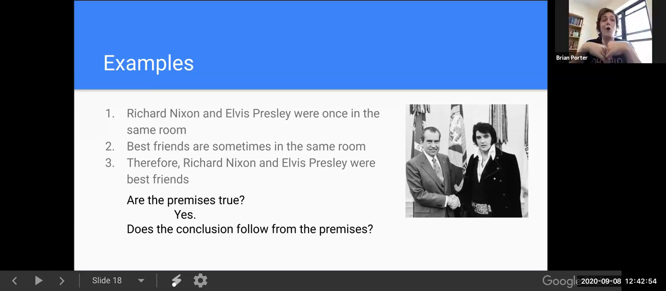That happens all the time, I'm betting. It happens to me all the time. It happens to you all the time. It happens to everyone. Most of the people you're ever in the same room with are not your best friend, probably. So the fact that best friends are sometimes in the same room and that Richard Nixon and Elvis Presley were once in the same room, that does not guarantee that Richard Nixon and Elvis Presley are best friends.